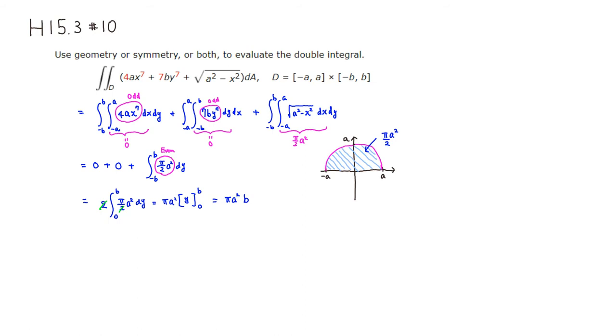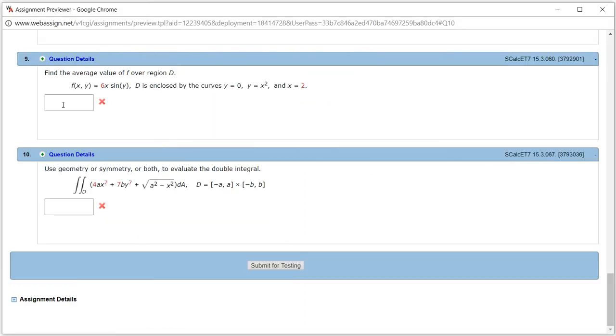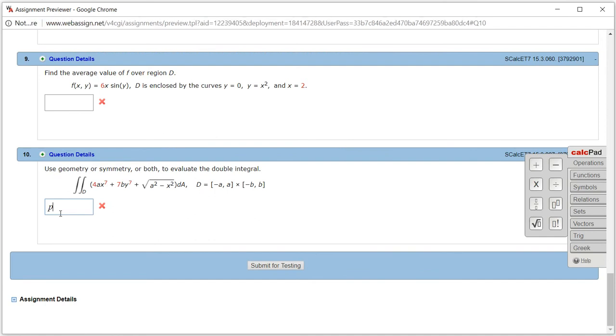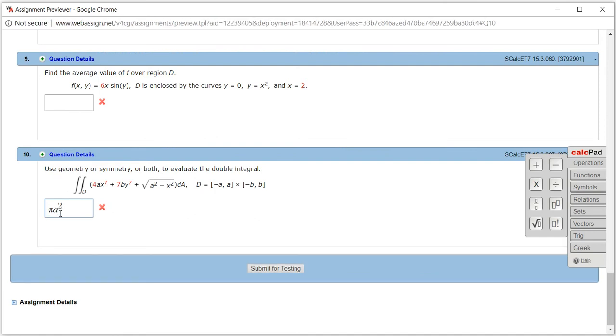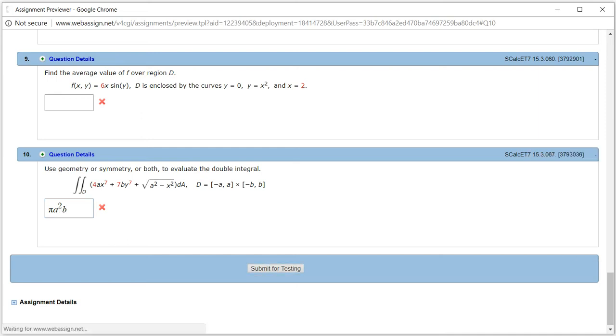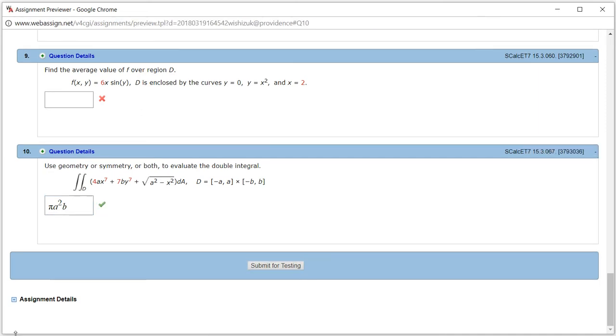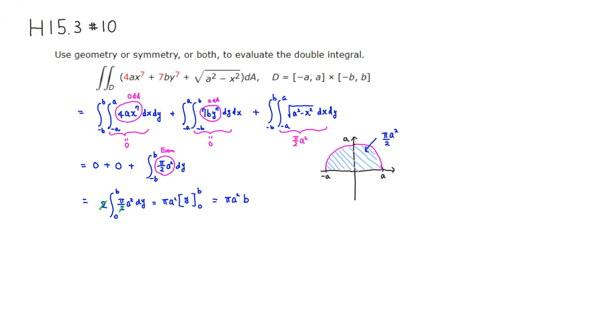All right, so let's type it in. We got pi a squared times b. Let's check the answer. I came back and it looks like we got this one correctly. That's it. I hope that this was clear.